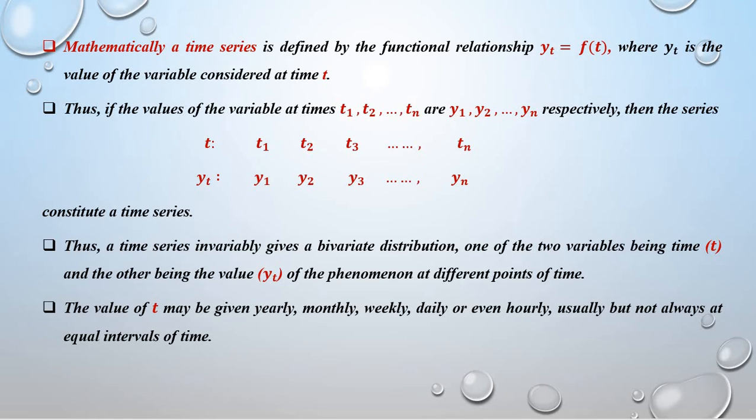Thus, a time series invariably gives a bivariate distribution, one of the two variables being time t and the other being the value yt of the phenomena at different points of time. The value of t may be given yearly, monthly, weekly, daily, or even hourly, usually but not always at equal intervals of time.